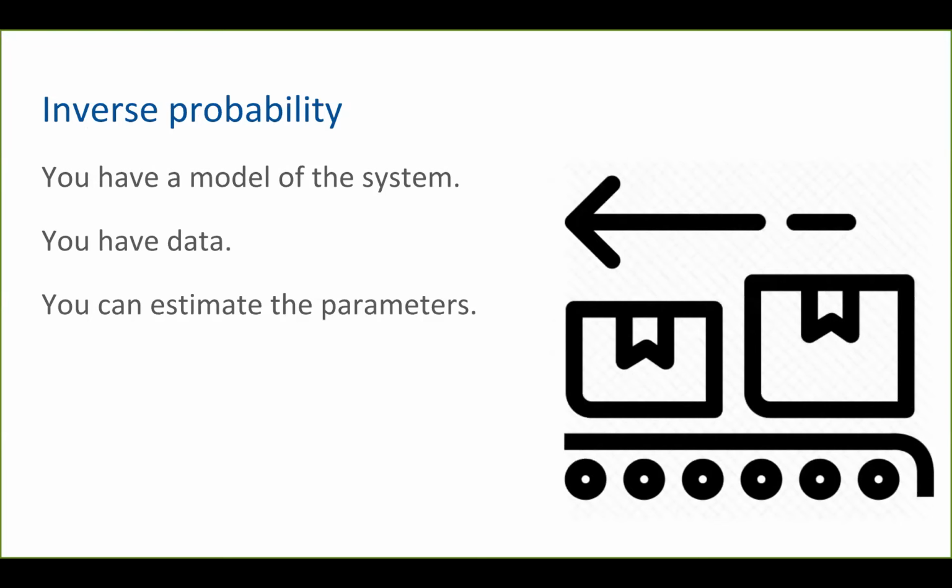Inverse probability means going in the other direction. You have a model of the system, you don't know the parameters, but you observe the data coming out of the system, and through inference, you infer what the parameters of the system are.